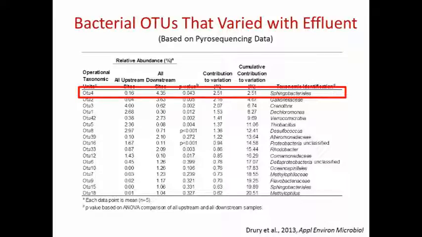Sphingobacteriales is known for being a very strange bacteria because it actually can eat antibiotics. It can actually break down and degrade complex organic molecules, phenolics, and some antibiotics. So potentially, if there's antimicrobials in this water, maybe that's what's stimulating the increased growth of Sphingobacteriales, because not only can they handle it, they can potentially be eating those compounds.